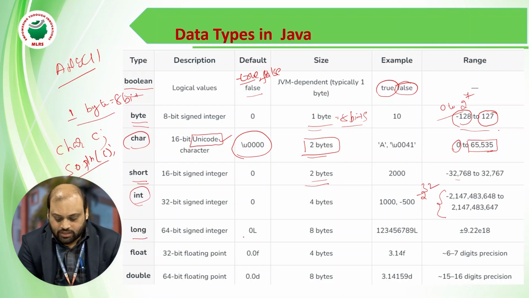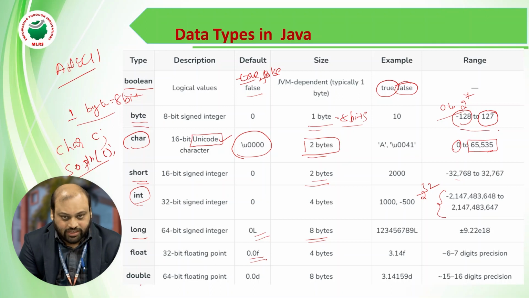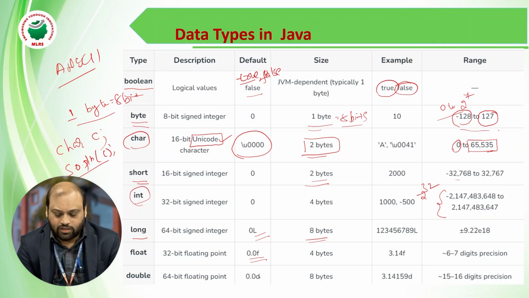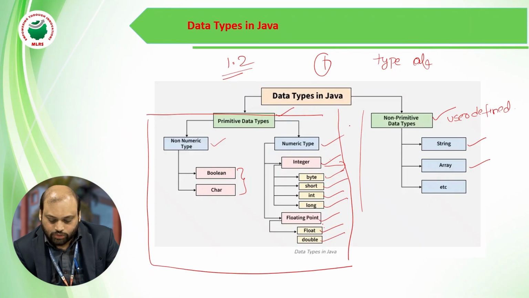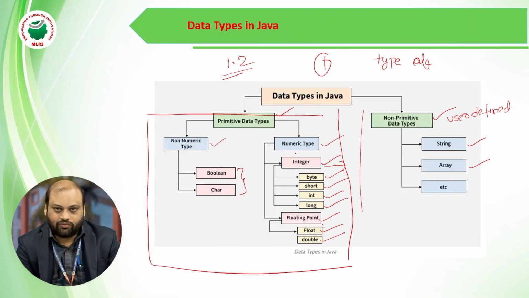The long data type is 8 bytes. It should always be suffixed with L. If you want to declare a long in Java, the value must end with L. Float also you need to represent with F. To declare a double value, you need no suffix like D, because the default floating value in Java is double. So here we have 2 categories of data types.